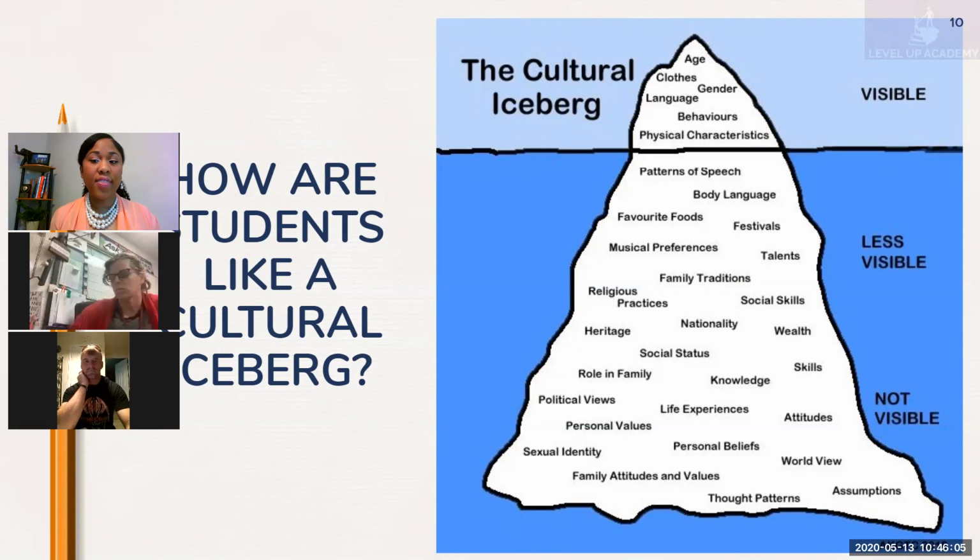Now let's take a look at the things that are a little less visible. Have you learned your children's body language, their favorite foods, cultural festivals, musical preferences? These are the things that are a little less visible. And even further beneath the surface are the things that are just completely not visible at all. And that could be their family attitudes and values, maybe their sexual identity even, political views, assumptions that they might have, their role in their family.